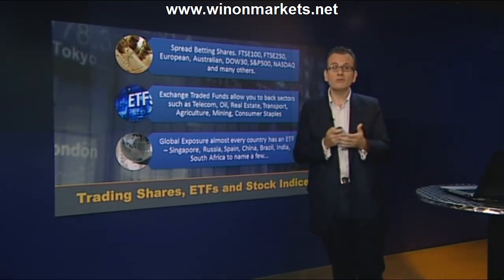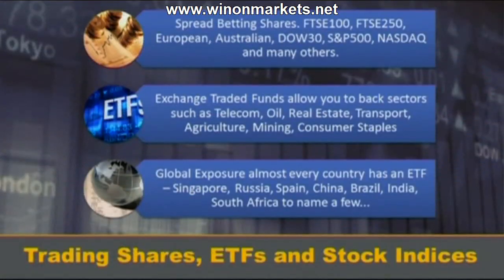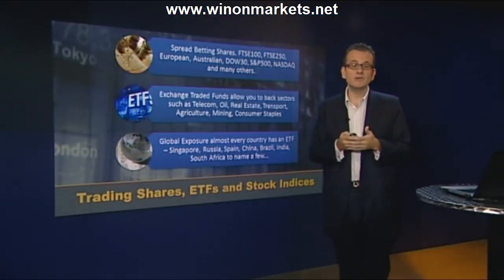You can also get global exposure, even with just a spread betting account or just a normal US brokerage account. You can trade shares in Russia, Spain, Brazil, India, and by going through an ETF, it's still listed in the US or a UK exchange. Much easier, because to try and buy shares in India or Russia or Brazil for a small trader, it's not easy. But by going through an exchange traded fund, you can get exposure to that market.